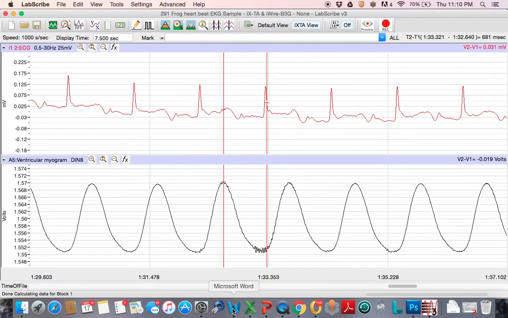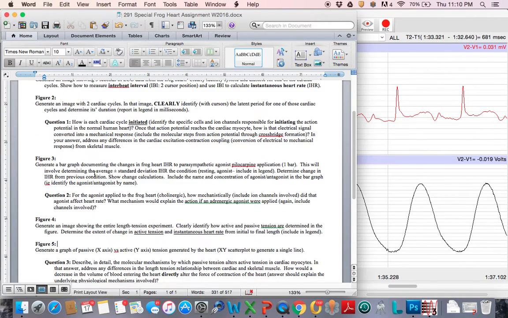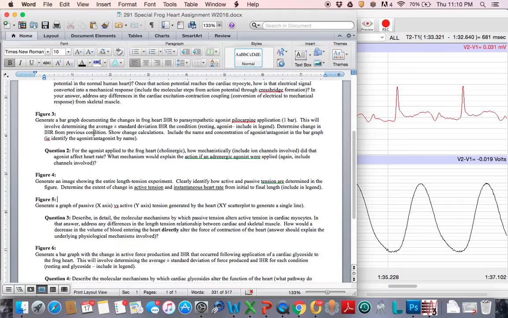Okay, so let's go back to our rubric. Figures 1 and 2 are all working from that file that we have. Figure 3 is looking at the addition of a drug, and in this case I simplified it so that it's focusing on the parasympathetic agonist pilocarpine. The graphs you'll be making are also going to be in these modified Excel spreadsheets that I'm going to be uploading for you.